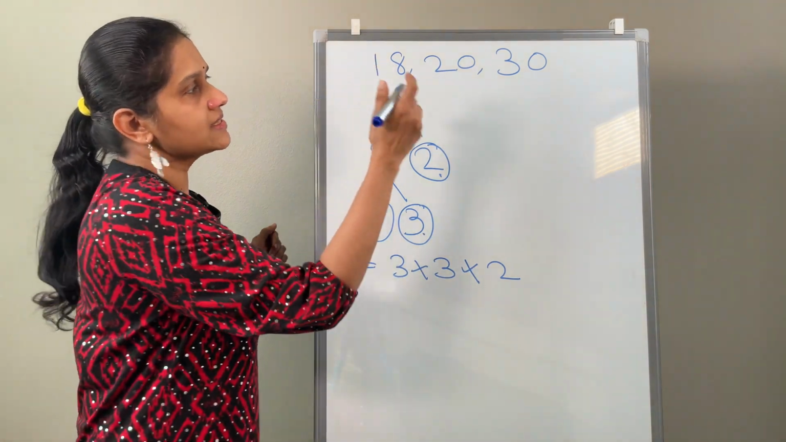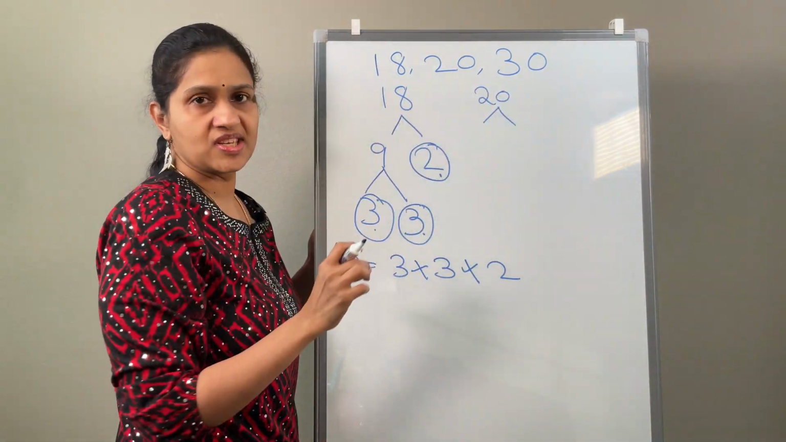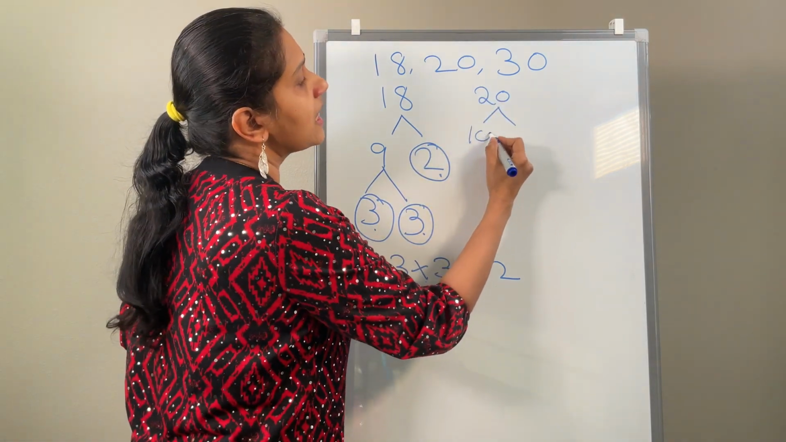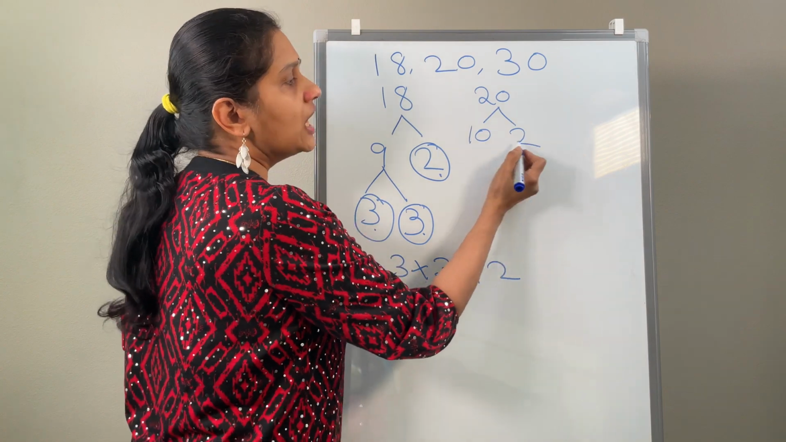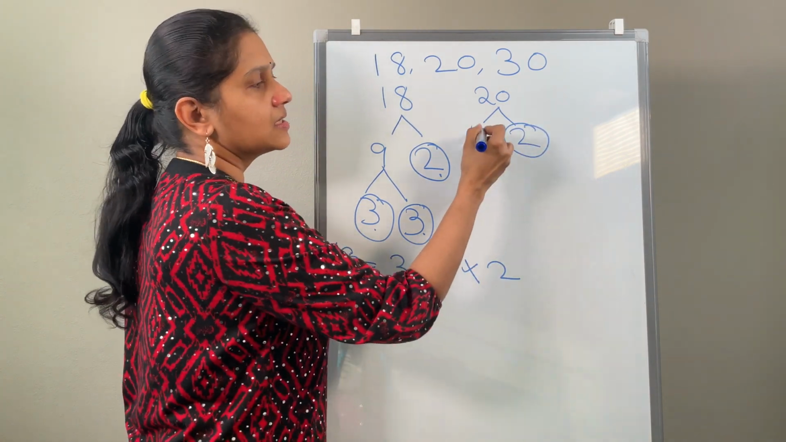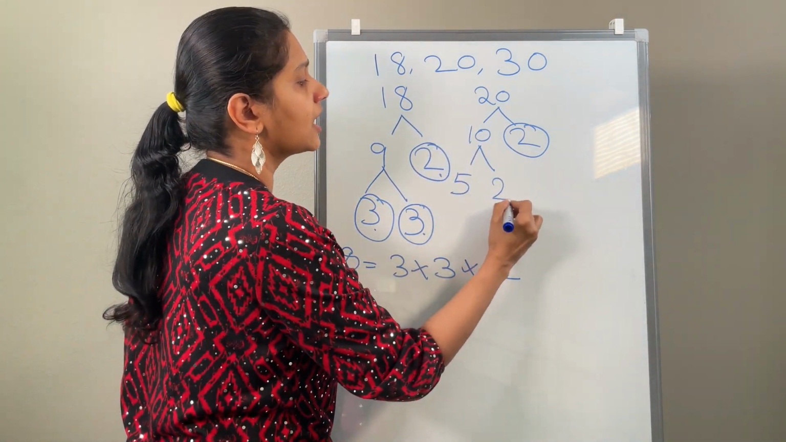That's it. Next, consider the number 20. You're going to do the prime factorization of 20. What is 20? 20 can be written as 10 times 2. Here 2 is a prime number. Next, consider the number 10. 10 can be written as 5 times 2.